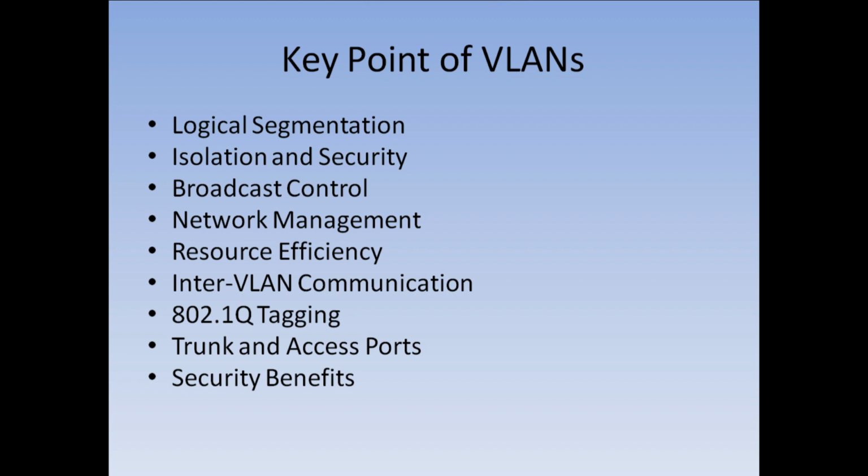802.1Q tagging. VLANs are typically implemented using 802.1Q tagging, which is added to the Ethernet frame to indicate the associated VLAN. Switches use this tagging to properly forward the traffic. Trunk and access port. Trunk ports carry traffic for multiple VLANs between switches, keeping the VLANs separate using tags. Access ports connect the devices to a specific VLAN.